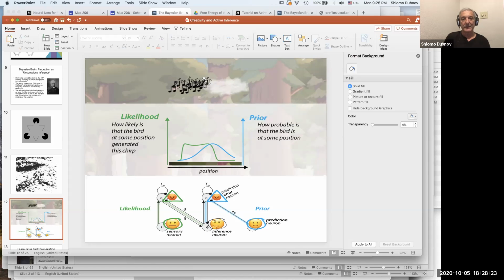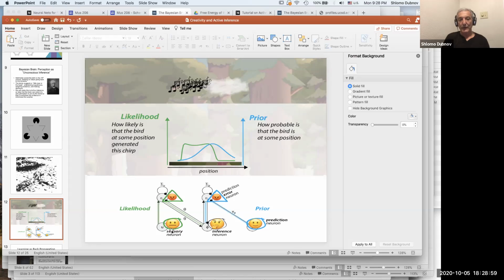And then he hears a chirp. There is a bird song. So this is the new evidence, but he has a prior. The prior means he doesn't know where the birds are, so there is some kind of distribution. The blue curve is his a priori assumption about where the bird can be, and when he gets some new data, he tries to adjust his prior beliefs to the data, to the perception that he achieves.